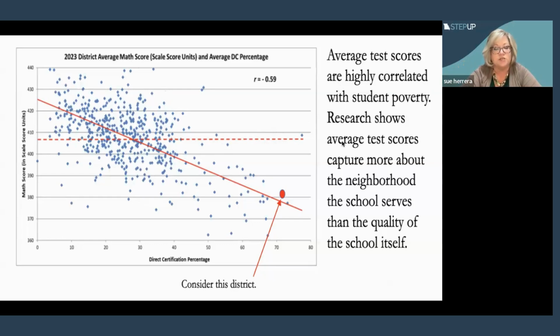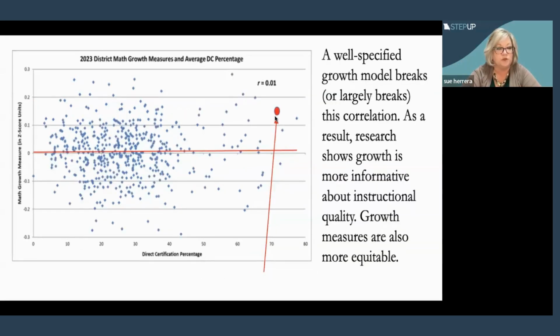Research shows average test scores capture more about the neighborhood the school serves than the quality of the school itself. So consider this district. You look here, and at first look, you're thinking, wow, that's an underperforming school. This is the same school when you look at growth. So it makes a difference. A well-specified growth model really is going to break down the actual growth, and it's going to be more equitable as we measure things over time.